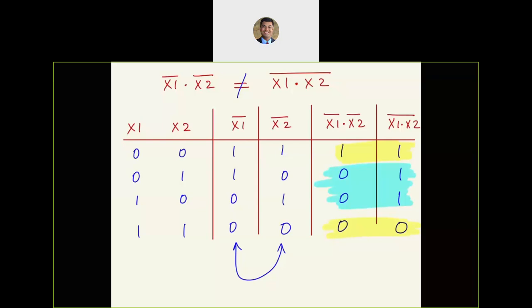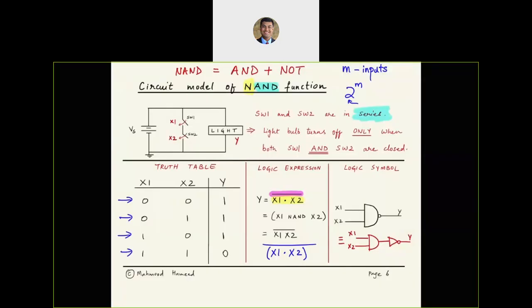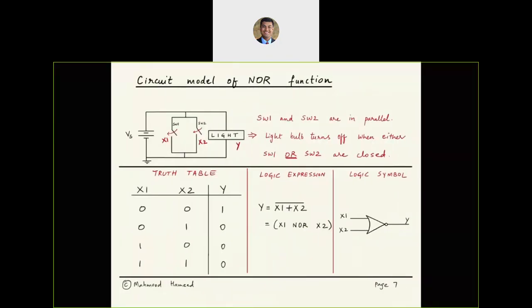Alright, so let's move on with our discussion here. We talked about the circuit model of NAND. Similarly, we can talk about a circuit model for NOR. In this case, because we have OR, we are going to have switches in parallel, and we do. And because we have NOT, that particular configuration of switches in parallel is going to be in parallel with the light bulb, just exactly the same way as we did for the NOT gate.